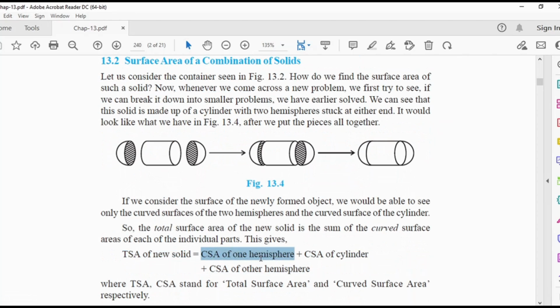Curved surface area of one hemisphere plus curved surface area of the cylinder plus curved surface area of the other hemisphere. Since these hemispheres are identical, you can say curved surface area of the cylinder plus 2 times curved surface area of a hemisphere.